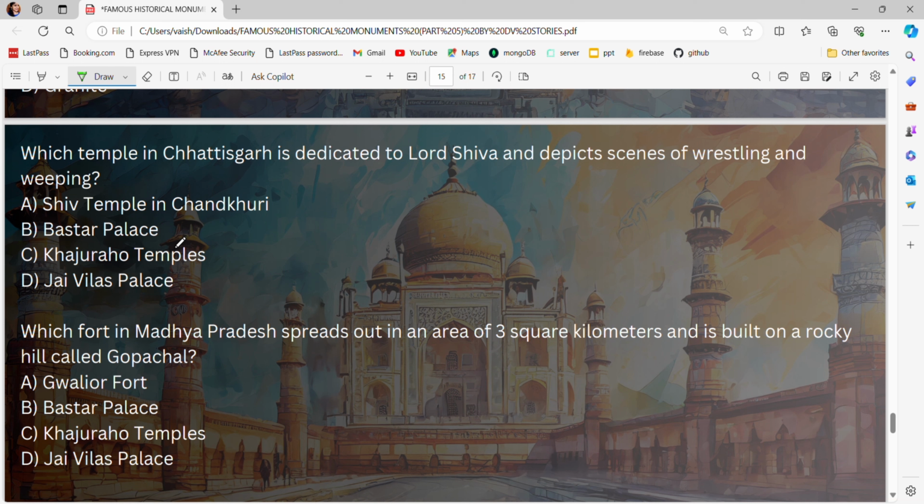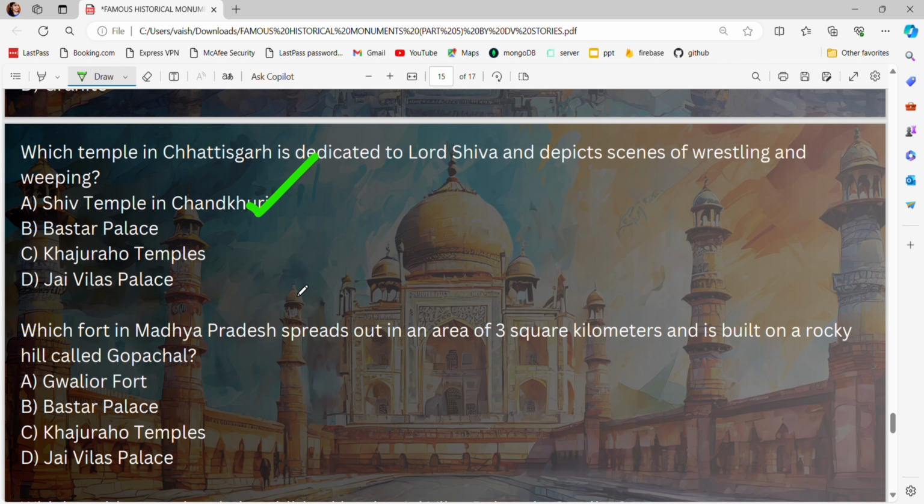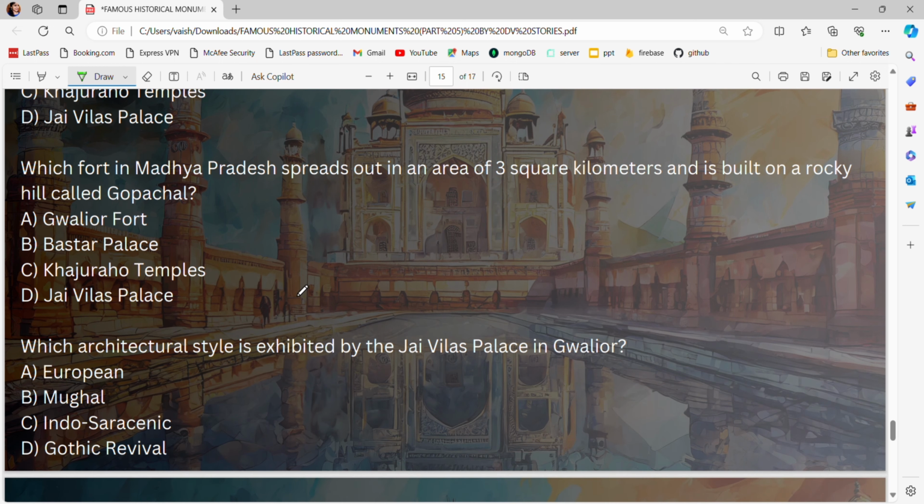Next, which temple in Chhattisgarh is dedicated to Lord Shiva and depicts scenes of wrestling and weeping? And the options are Shiv temple in Chandkhuri, Bastar Palace, Khajuraho temples, Jaivilas Palace. Here the answer is Shiv temple in Chandkhuri.